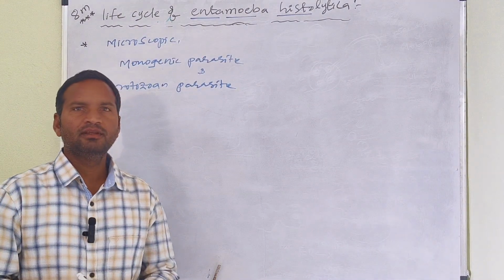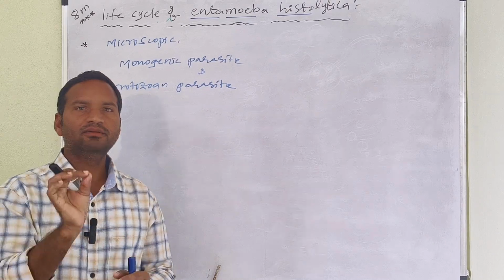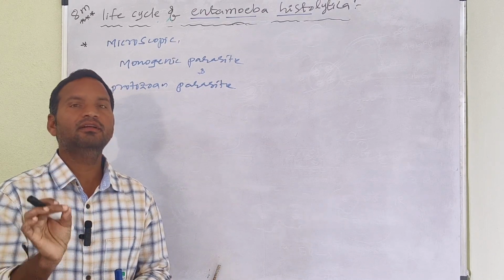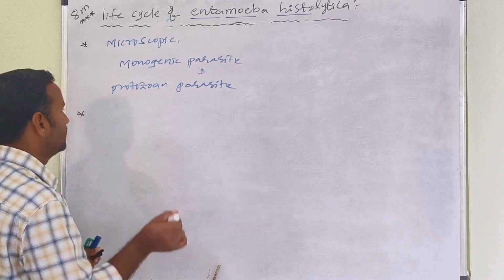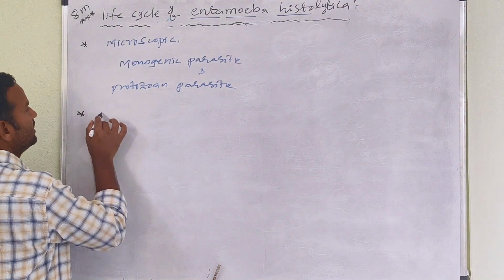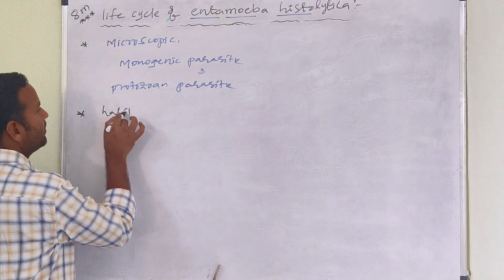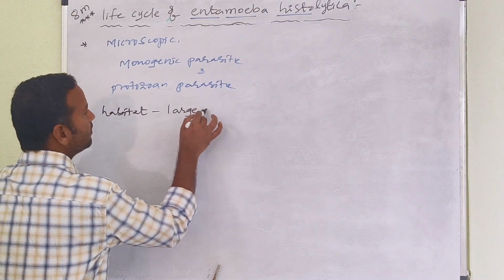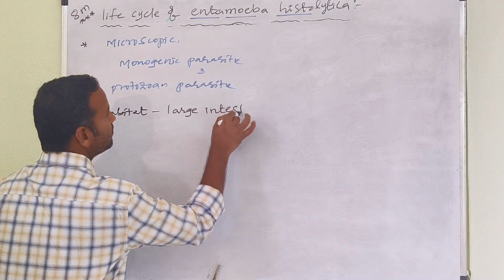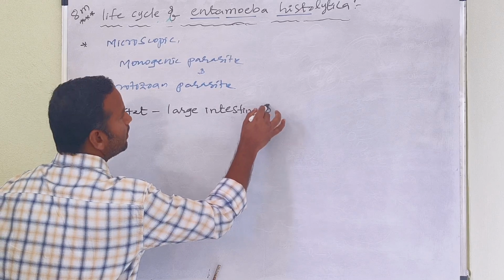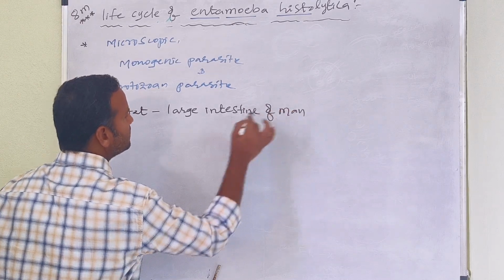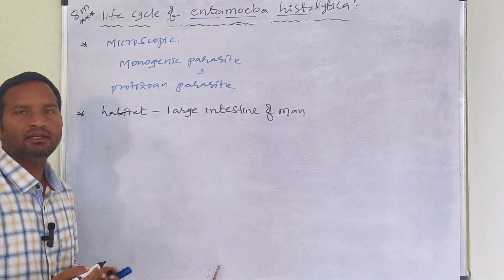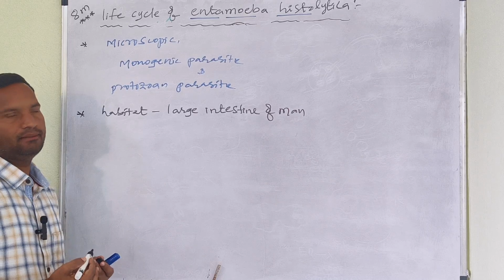Usually, it is found inhabiting the large intestine of man. That's why this is the habitat. Habitat means where it is present: the large intestine of man. This is the habitat of these parasites.